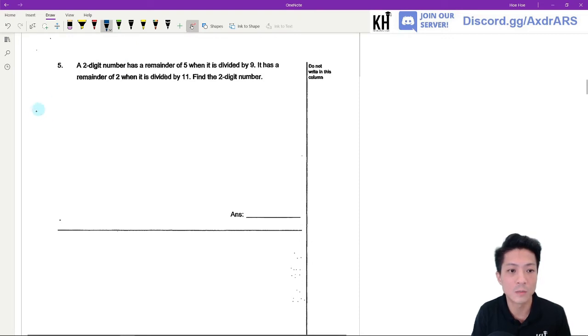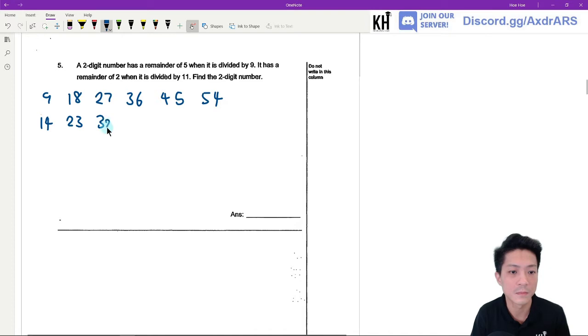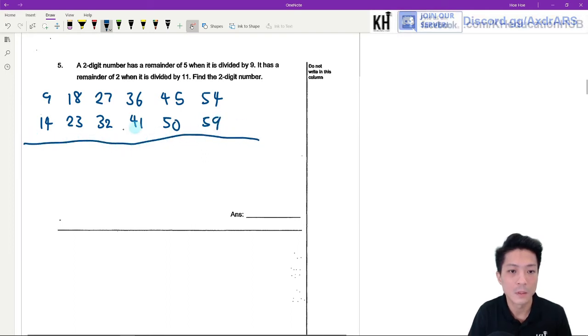Okay, so in this question, I'm going to use the listing method. That is, I'm going to list the 9 times table first. I'm just going to write down maybe the first 6. Then since it has a remainder of 5, I'm going to add 5 to all of them. Below, I'm going to write down the 11 times table, and since there is a remainder of 2, I'm going to add 2 to all of them.